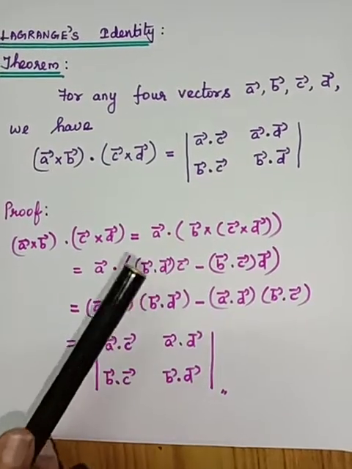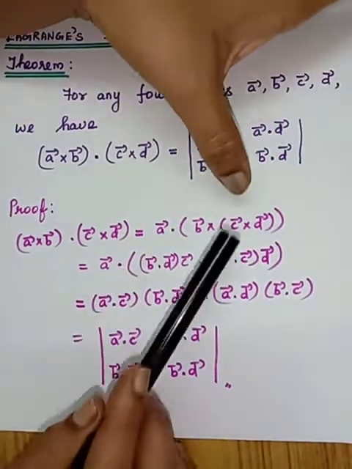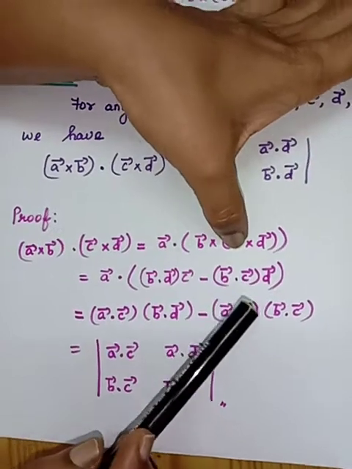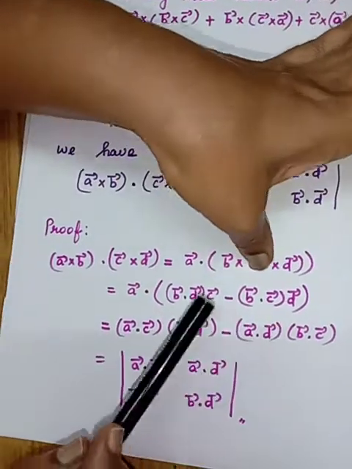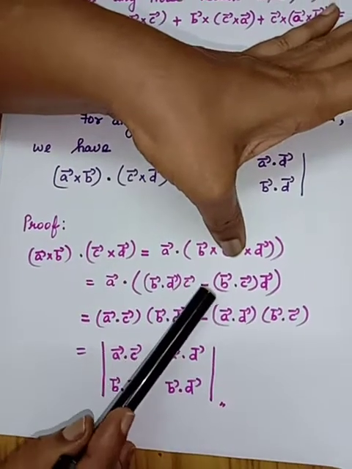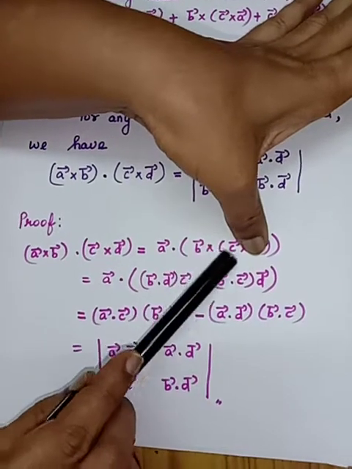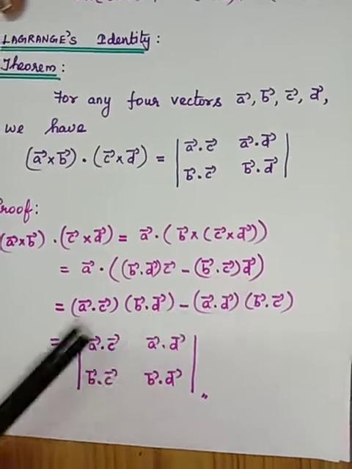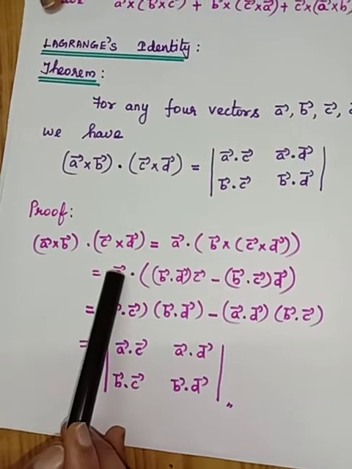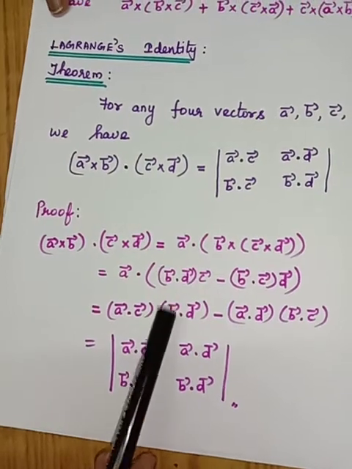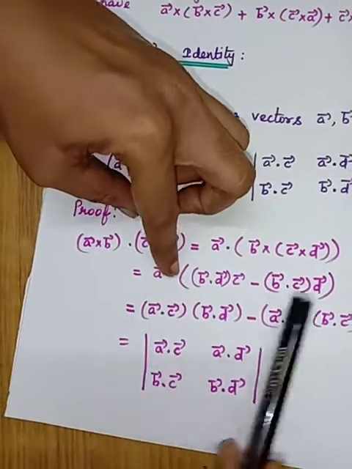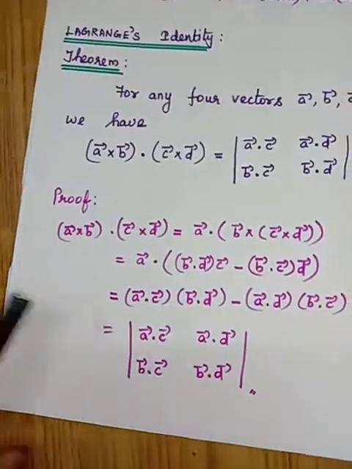So you have to use the expansion. For that you have to find out the middle vector. So C vector is the middle vector and D vector is the non-middle vector. So first you have to write B vector dot D vector into C vector minus B vector dot C vector into D vector. Okay. So see now here you are having dot. This is also a number. So this can be written as A dot C vector into B dot D vector minus the same way A dot D vector into B dot C vector.